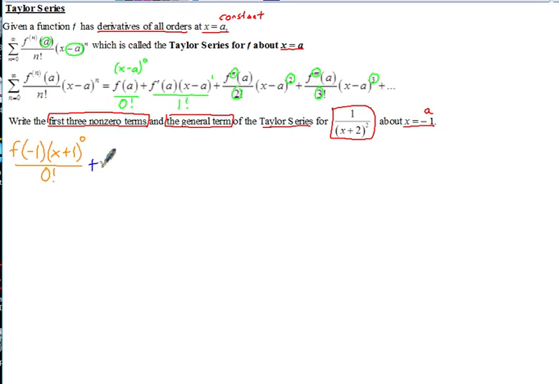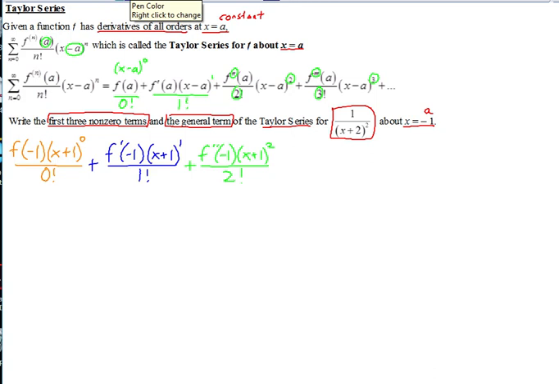Plus, the next one would now have the first derivative, so f prime of negative 1, right value. They'd have x plus 1, this is the first derivative, to the first power over 1 factorial. And then plus f double prime of negative 1, x plus 1 squared over 2 factorial. And then let's wait on the general term until we can see the pattern a little more easily.